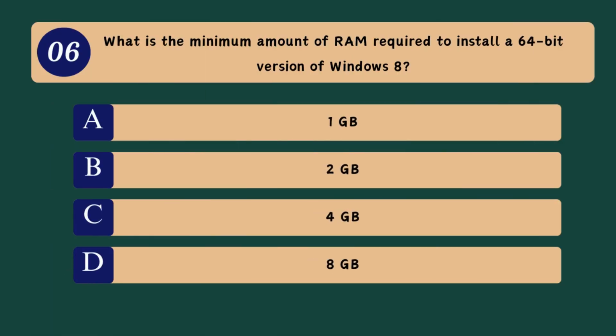Question 6. What is the minimum amount of RAM required to install a 64-bit version of Windows 8? A. 1 GB. B. 2 GB. C. 4 GB. D. 8 GB.